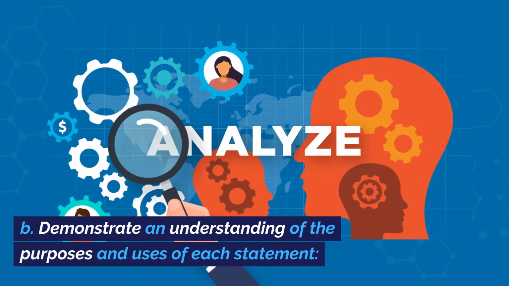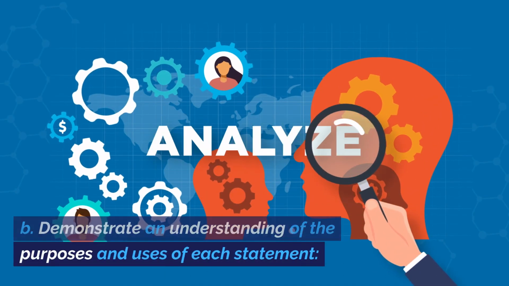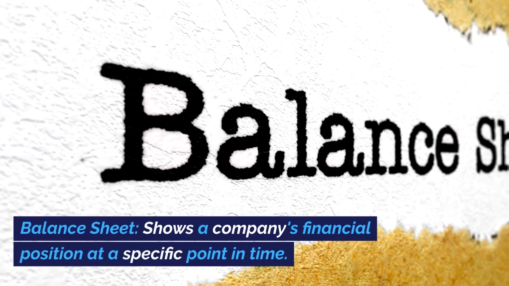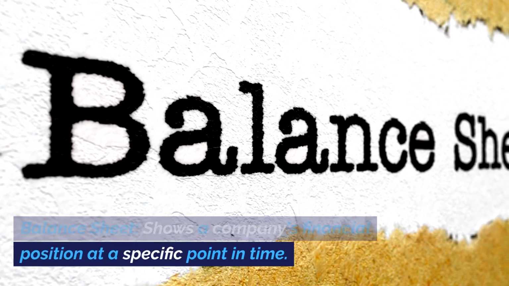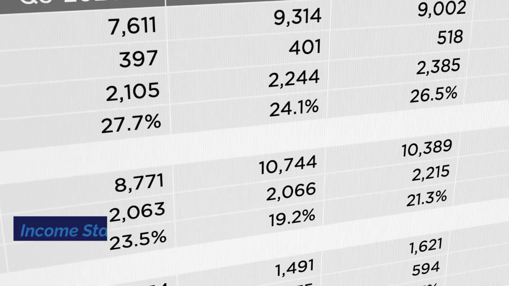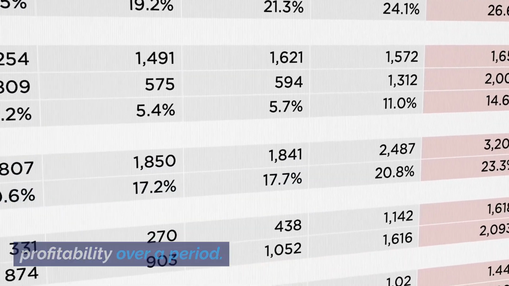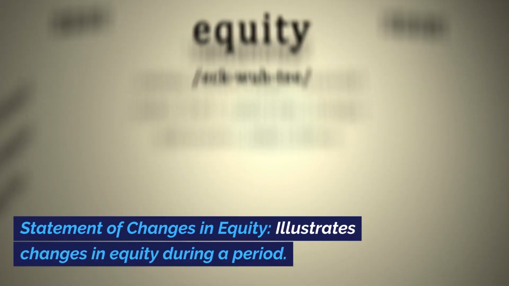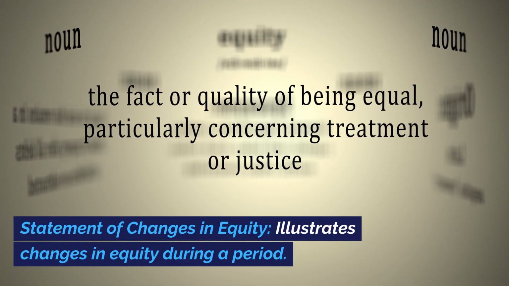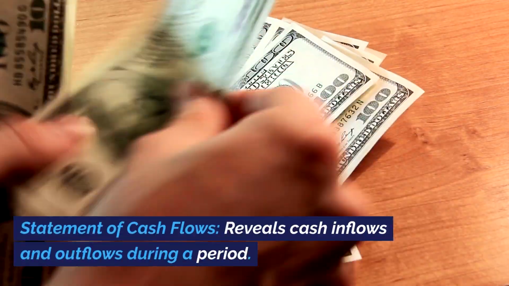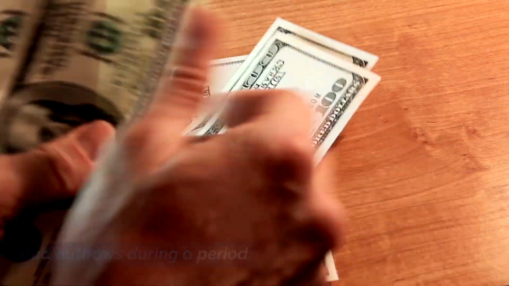B. Demonstrate an understanding of the purposes and uses of each statement. Balance sheet shows a company's financial position at a specific point in time. Income statement reflects a company's profitability over a period. Statement of changes in equity illustrates changes in equity during a period. Statement of cash flows reveals cash inflows and outflows during a period.